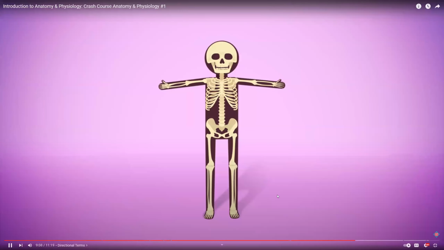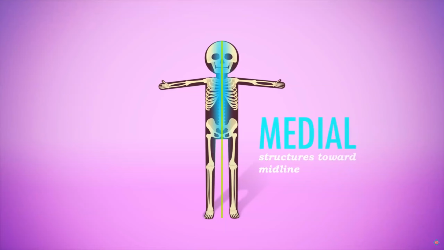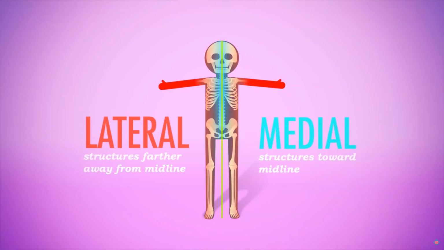If you imagine a center line running down the axis of a body, structures toward that midline are called medial, while those farther away from the midline are lateral. So the arms are lateral to the heart, and the heart is medial to the arms.